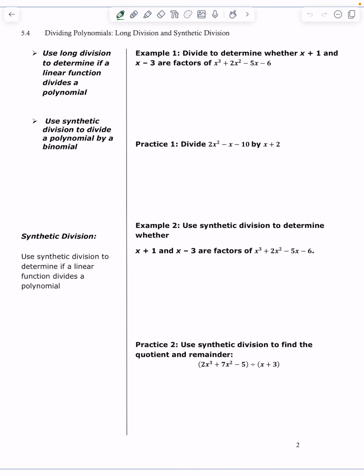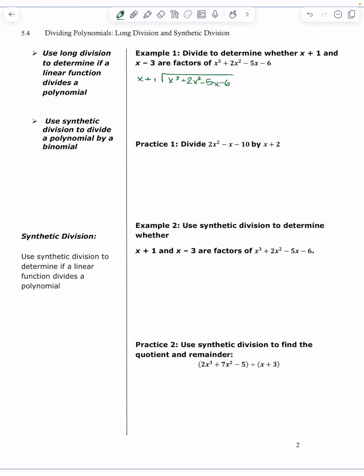Okay, now we are going to use long division with polynomials to decide if x plus 1 or x minus 3 are factors of x to the third plus 2x squared minus 5x minus 6. So let's start with the x plus 1. And I want to see how this divides into x to the third plus 2x squared minus 5x minus 6.